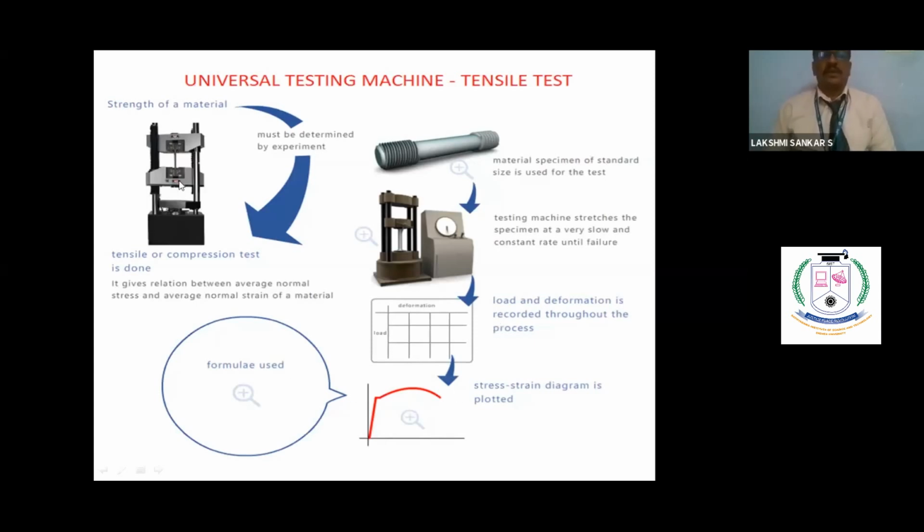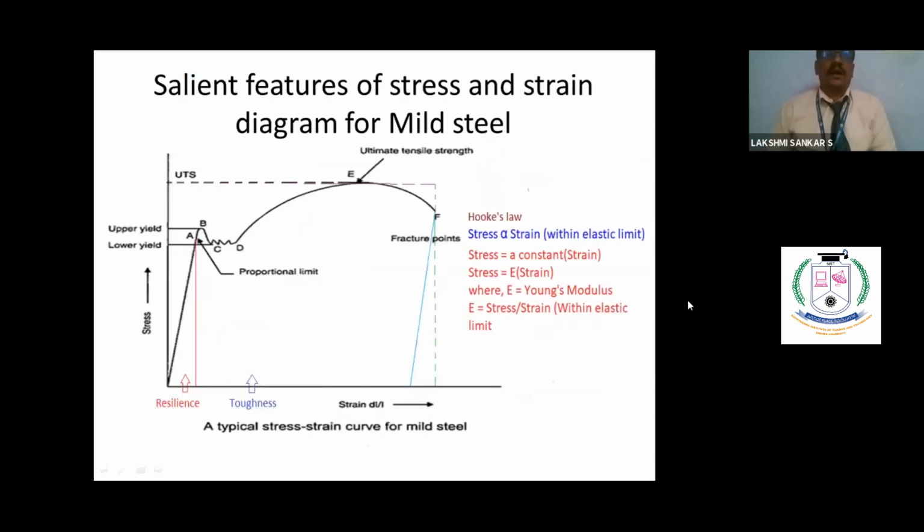Okay. So this is another important thing called salient features of the stress strain diagram for mild steel, right? You see this. Here it is starting from 0. For example, the y-axis is stress, the x-axis is strain. Okay. As the stress is increased, the strain is also increasing. At 0 stress, there is no strain. Therefore, it starts from 0. And as stress is increased, correspondingly strain is also increased.